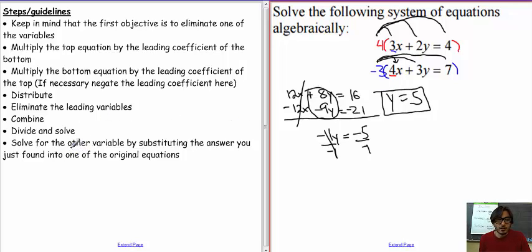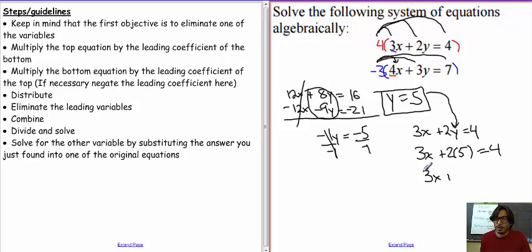The last step is to solve for the other variable by substituting the answer you just found into one of the original equations. So let's take one of the original equations. We'll take the top one. It was 3x plus 2y equals 4. And we're going to substitute this 5 into the y so we could figure out what x is. So it's going to be 3x plus 2 times 5 equals 4. So that's going to be 3x plus 10 equals 4.